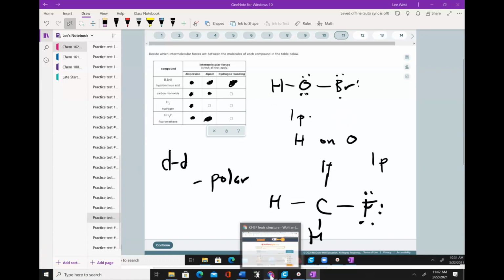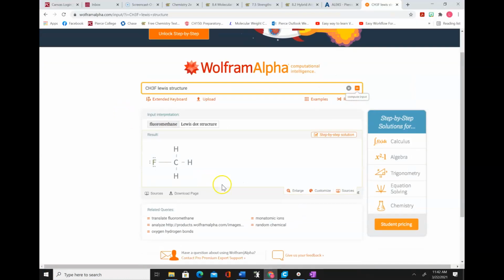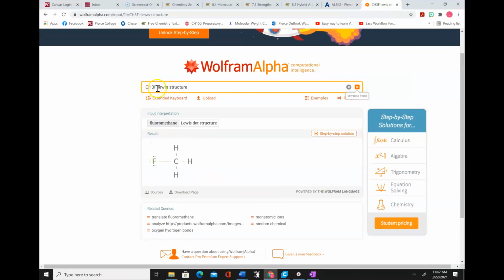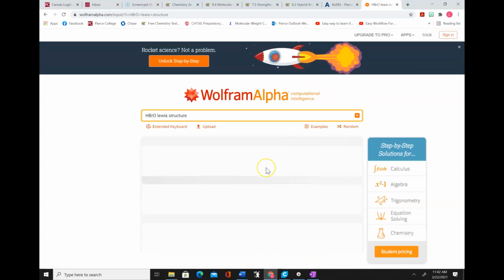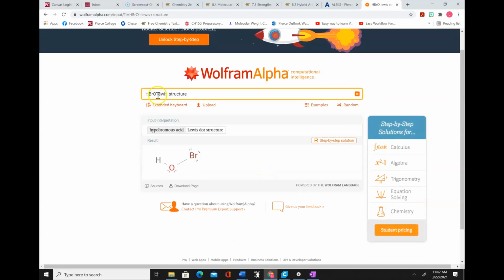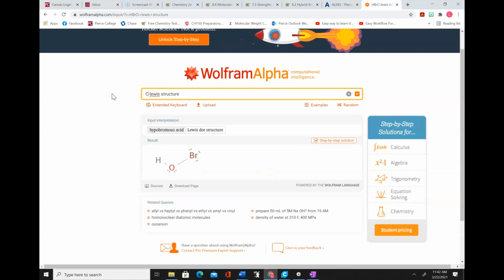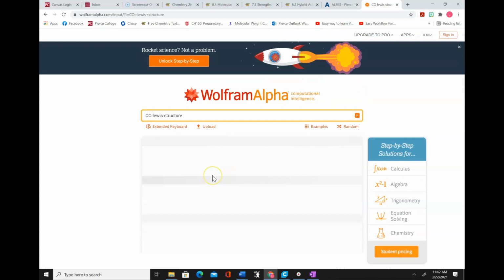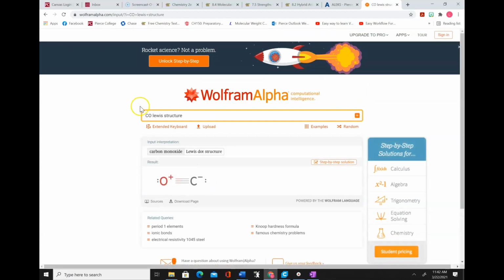I also just wanted to quickly point out that if you go over to Wolfram Alpha and you put in the formulas of those compounds, you can get those Lewis structures pretty quickly as well, and that can be really helpful. So just to double check everything and make sure that your reasoning is sound. So just keep that in mind.